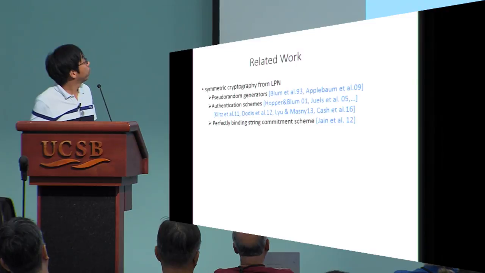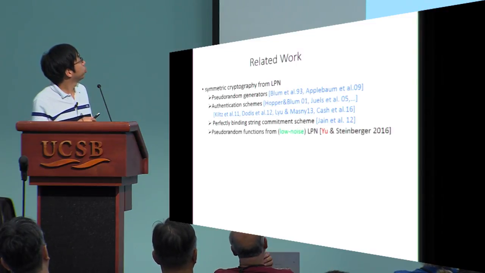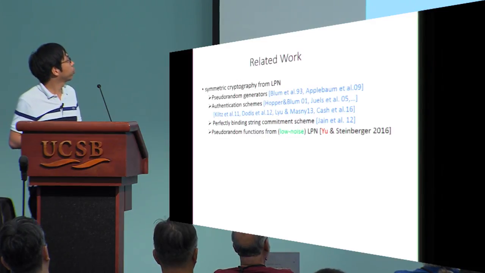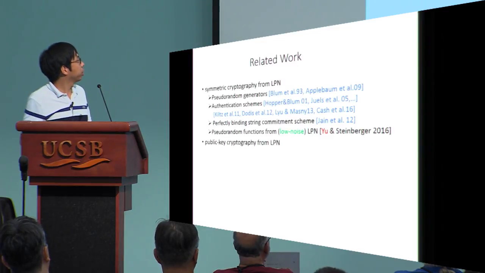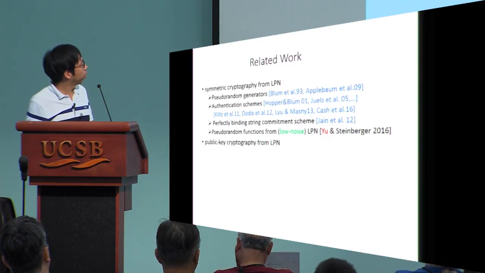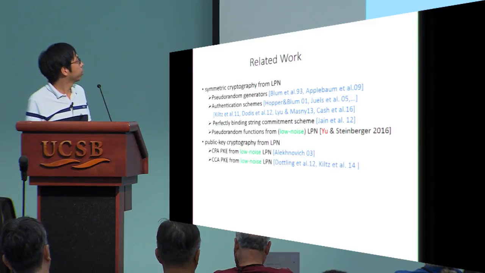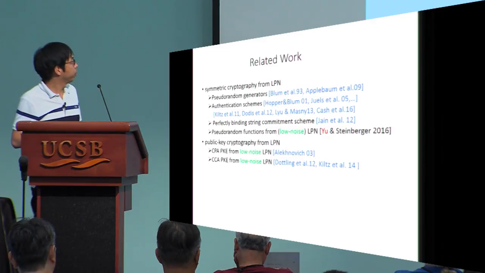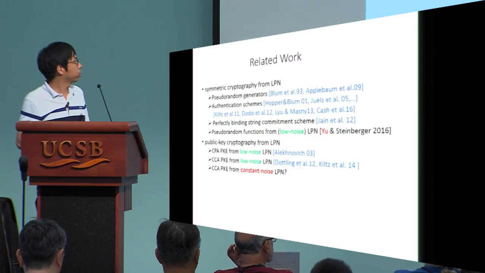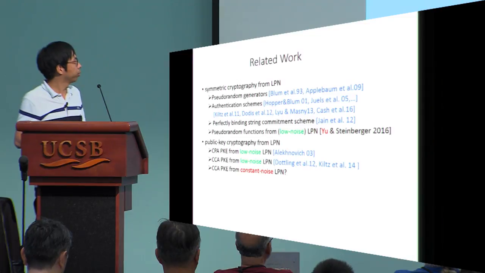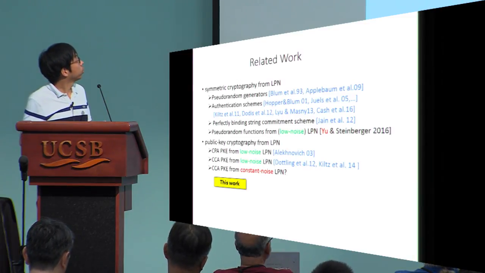So for related work, we have a lot of symmetric key crypto. So pseudo-random generators, authentication schemes, and pseudo-random functions. Basically everything that can be constructed from one-way functions can be done from LPN efficiently, from constant noise LPN, except for the last one. Okay, and for public key cryptography, we need a stronger assumption, which is the low noise LPN. So we have CPA and CCA schemes from low noise LPN in the literature. And in this work, we are going to construct PKE from constant noise LPN, which is believed to be the standard assumption about LPN.